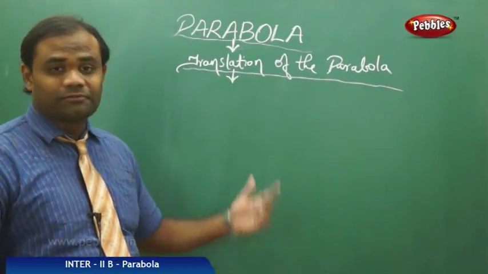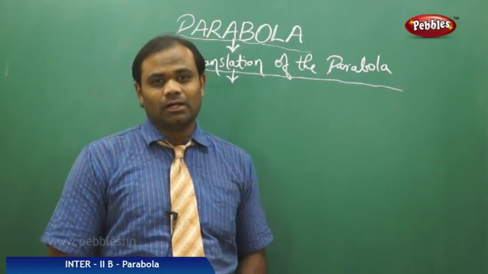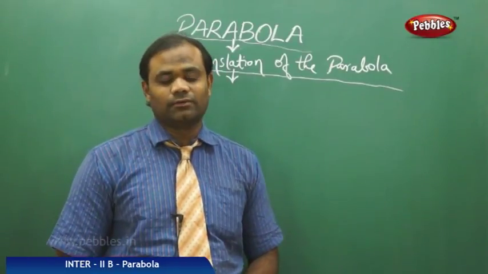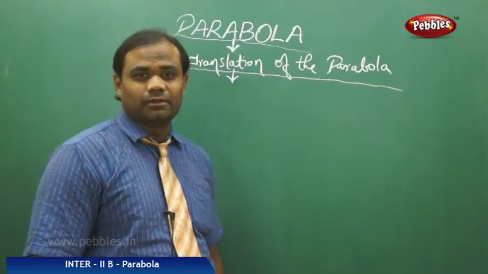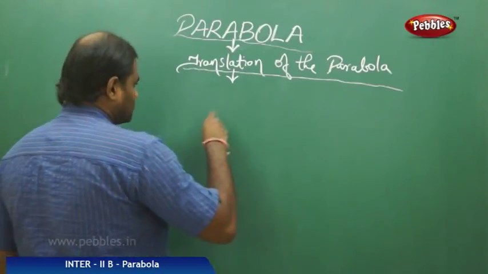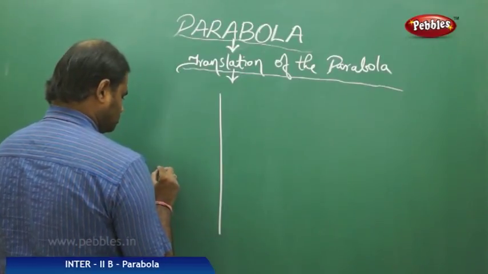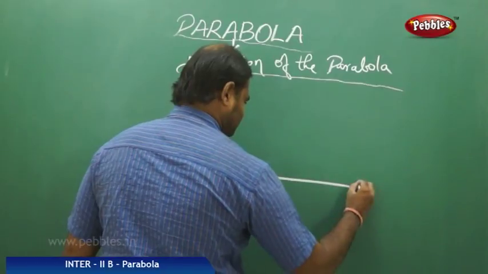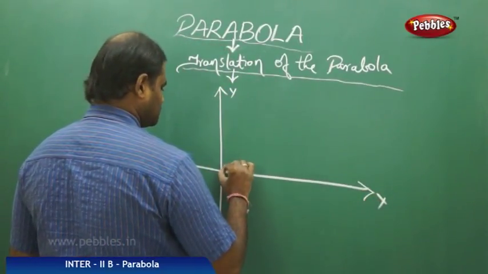Translation or shifting of the parabola. So let's see what happens if I shift the parabola from the origin to any other place in all the four quadrants of the xy coordinate system. So translation or shifting of the parabola. Say for example, I have the x-axis and y-axis.